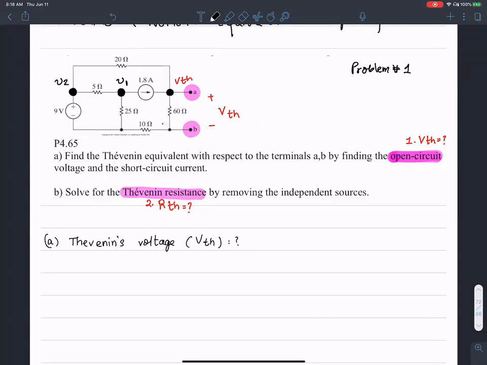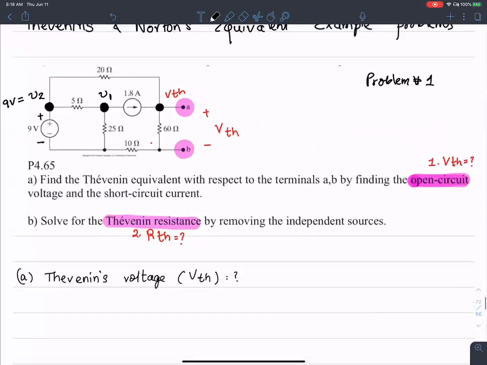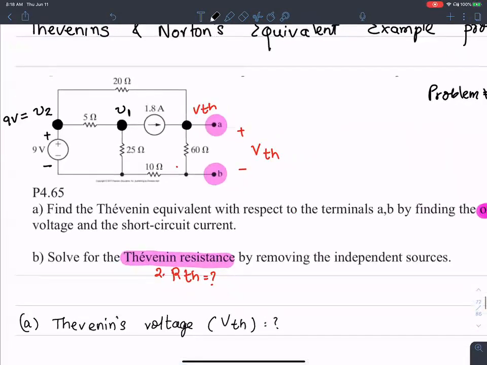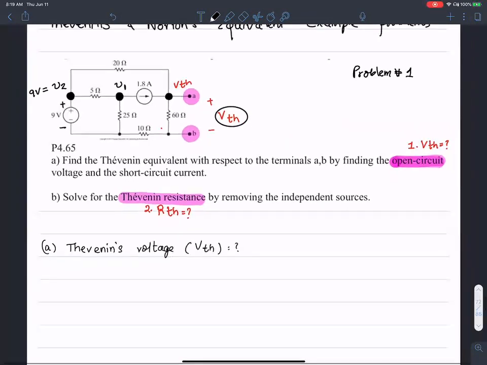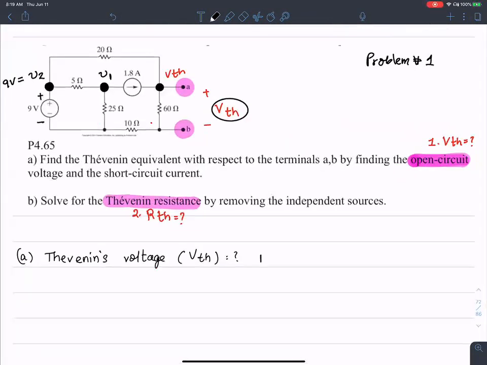But as you will see, V2 is at 9 volts. You see, there's a positive 9 volts over there. So V2 is really at 9 volts. So in order to find the VThevenin, I'm going to employ the node voltage method.